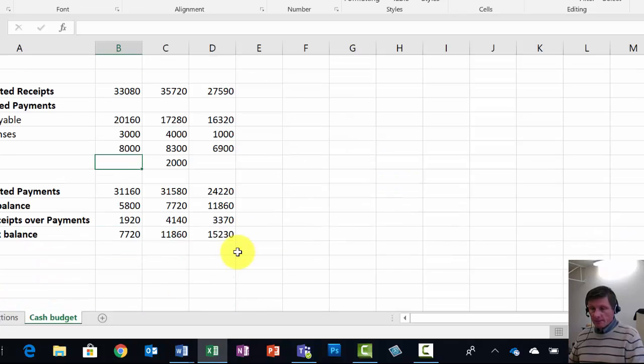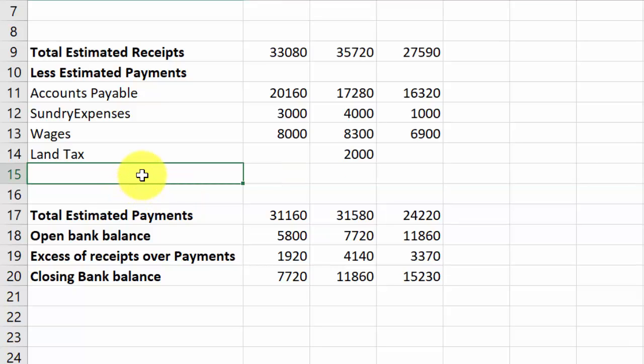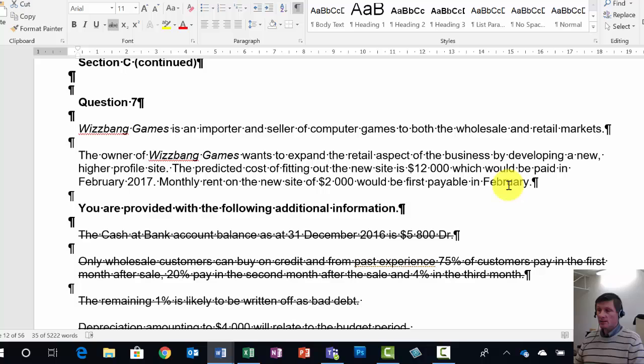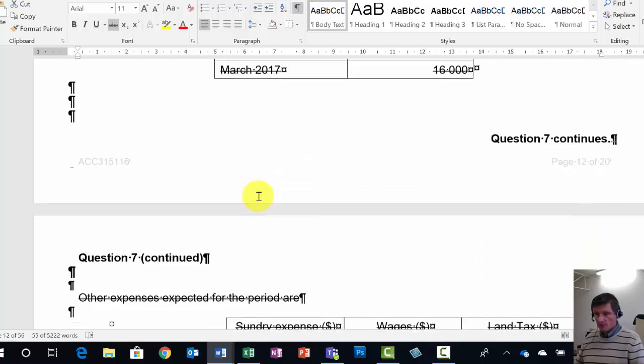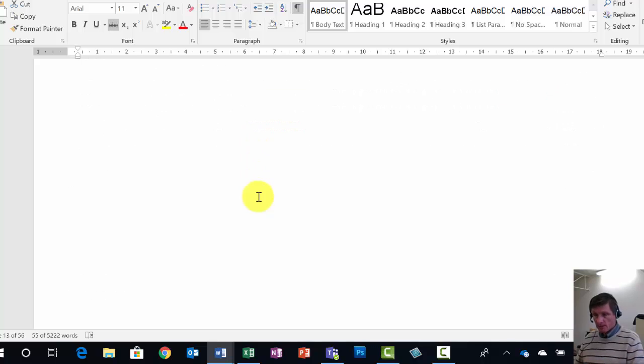So let's do that. So here I'm going to put in another row. So the fittings, that's $12,000 in that month, and another thing that I've got to include is rent, which starts here in February, and it says per month, therefore implies that we've got to pay it in March as well. Alright, so I've got that and the rent, so it's all sorted. So I've now done all those bits, and you can see I've got everything crossed out, and I've done the cash budget. Let's just see how it's ended up.